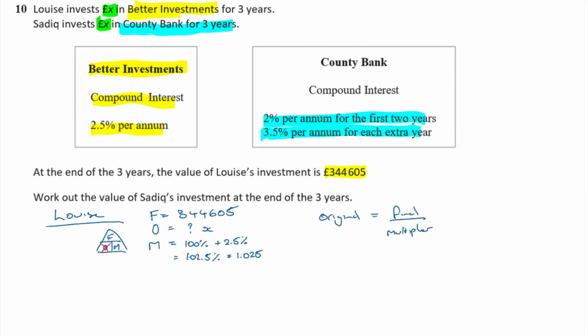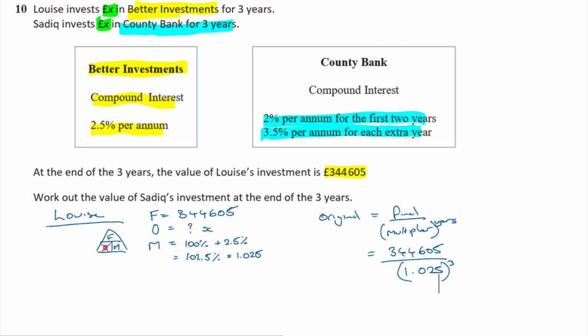But when we're doing compound interest, we have to raise that multiplier to the number of years that we're applying, whatever number of times we're applying that multiplier. So it's a slight variation on the FOM formula, but you have to remember when you're doing compound interest to raise your multiplier to the number of years that you're talking about. So final is 344,605. Multiplier is 1.025, and we're going to be raising that to the number of years, which is 3.